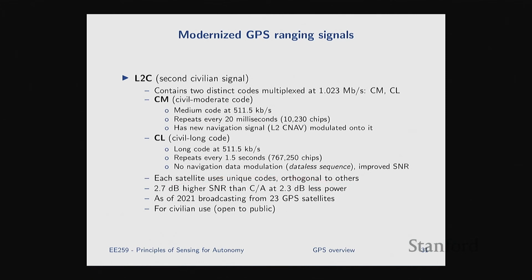Again, each satellite uses unique codes that are orthogonal, and this has almost 3 dB higher SNR than the coarse acquisition code at 2.3 dB less power. So it's quite a lot better in terms of SNR capabilities. And as of 2 years ago, there were 23 GPS satellites where the L2C code was enabled on them.